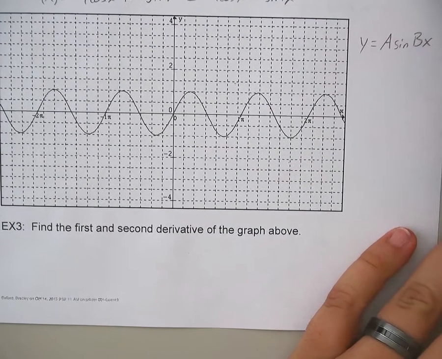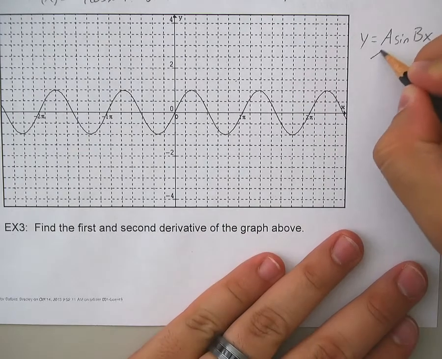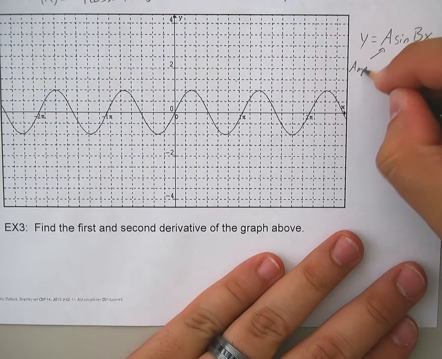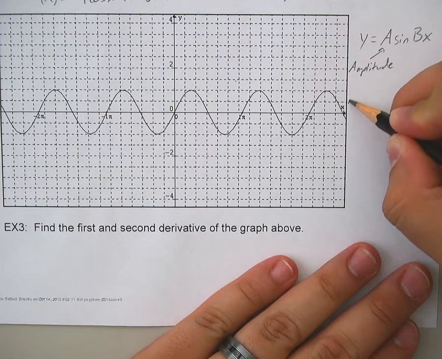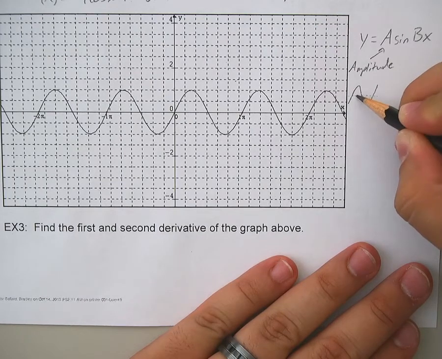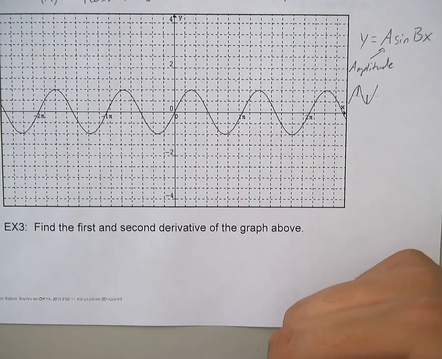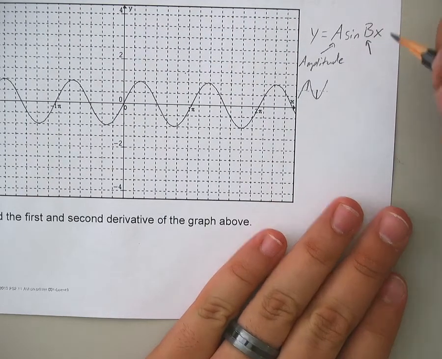Now this is something you have not seen before, unless you saw it in physics. For a sine wave, it's y equals a sine bx. Now a is the amplitude, and that is the distance. Let me draw a little wave here. That is the distance from the middle of the wave to the crest or to the trough of a wave. That's your amplitude. And then b is your period.